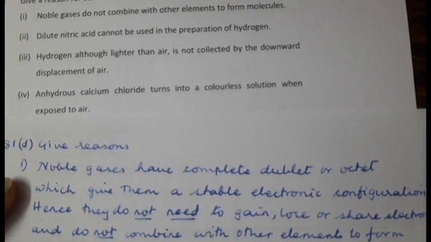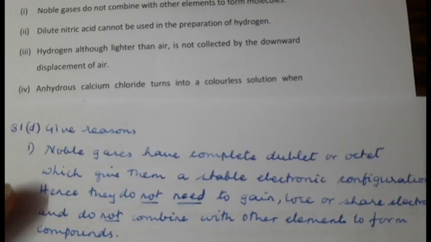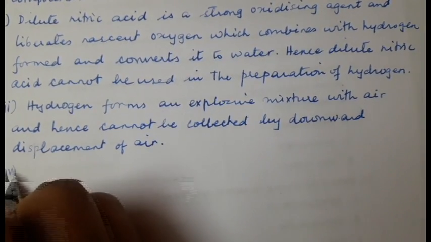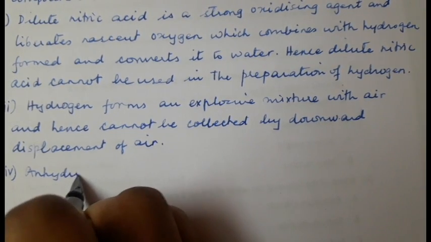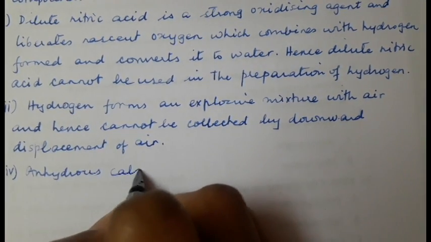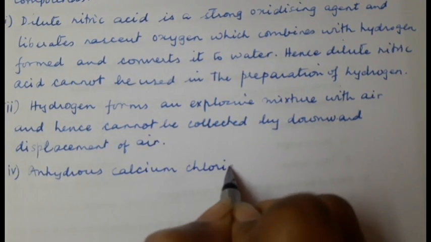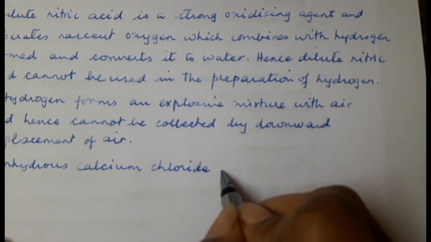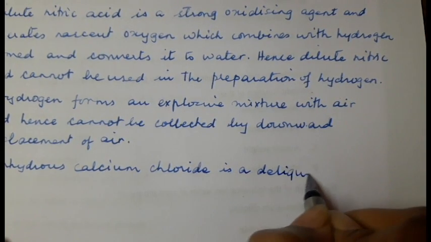Anhydrous calcium chloride, the fourth one, turns into colorless solution when exposed to air. Now, anhydrous calcium chloride. It is a deliquescent substance. So we write over there, it is a deliquescent substance.